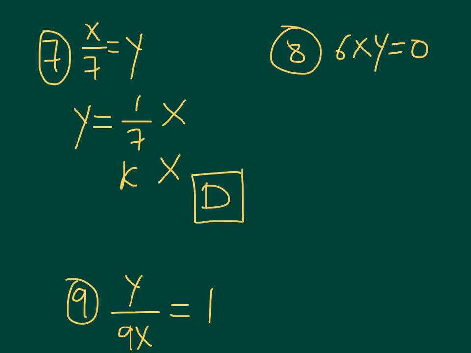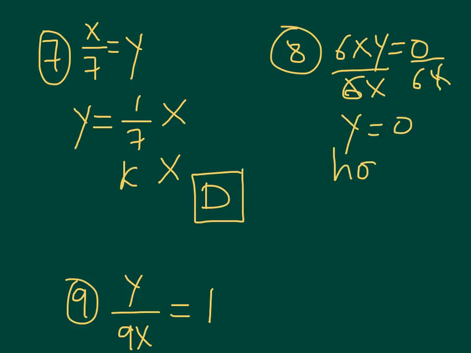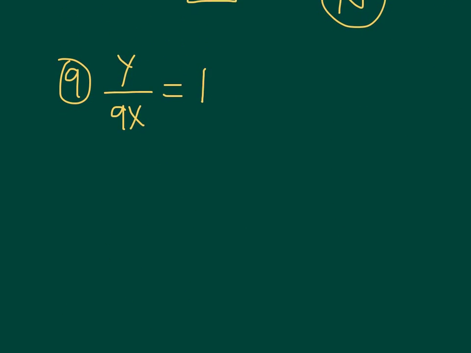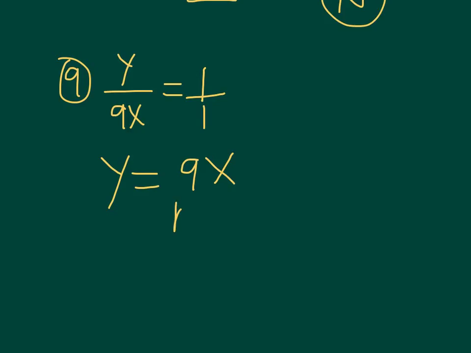This one here, if you attempt to solve for y and you divide by 6x, you will have y equal to 0. Y equal to 0, it's a horizontal line. Horizontal line, it's neither direct nor inverse. This is a neither. Finally, for number 9, if you were to cross multiply and solve, you get y equals 9x. This is direct. It's k times x, a direct variation.